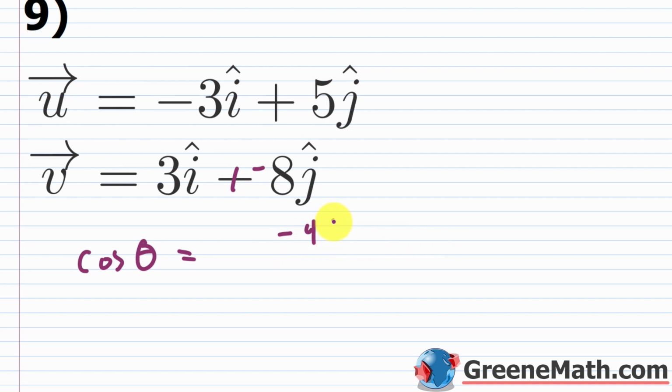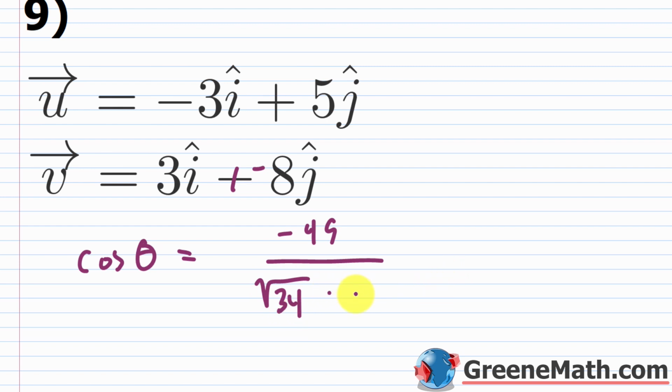So that's your dot product for u and v, those two vectors. Okay, this is over the magnitude of u. So for that one, it's going to be the square root of, you have negative 3 squared, which is 9, and then plus 5 squared, which is 25. So 9 plus 25 is 34. So this is the square root of 34. Now 34 is 17 times 2, so you really can't do anything with that.